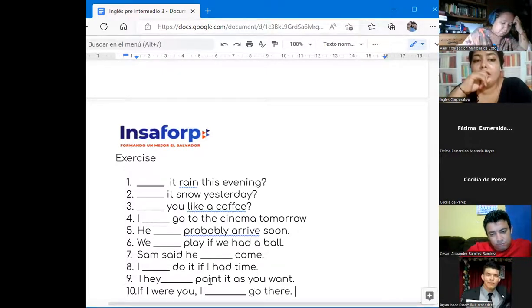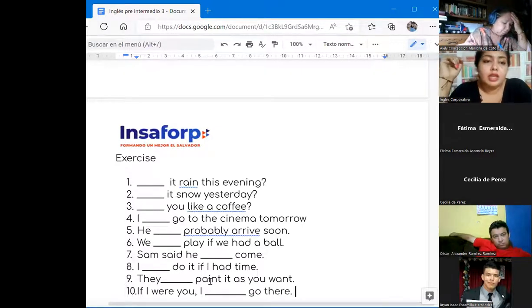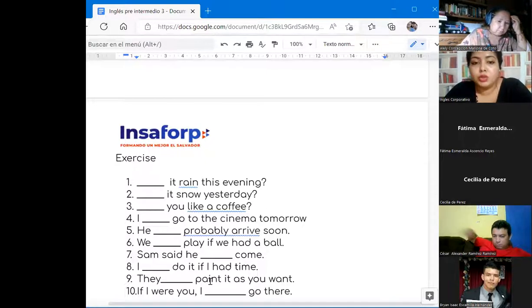In number 1, it rained this evening. Number 2, it snowed yesterday. Do you like a coffee? I go to the cinema tomorrow. He probably arrived soon.